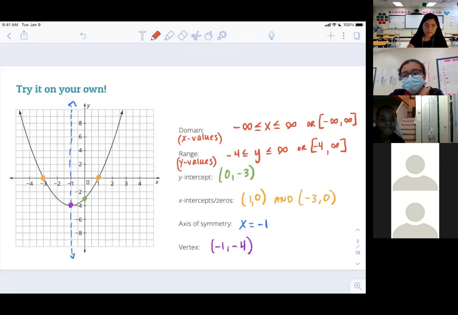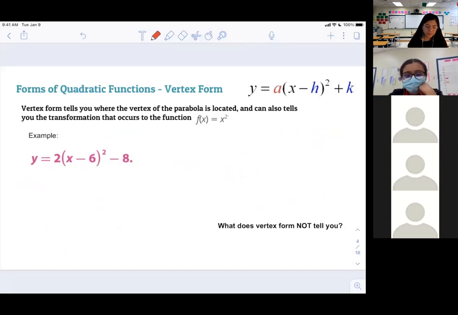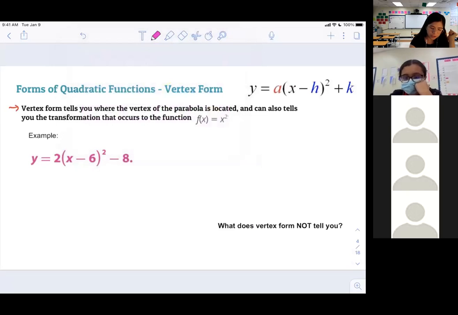So those are all my basics. Now we're going to go into the forms. So we're going to start with vertex form. Can I have a volunteer read? What does vertex form tell you? Go, Tyrone. Vertex form tells you where the vertex of the parabola is located and can also tell you the transformation that occurs in the function. Okay, so like we said before, it tells us where the vertex is located, but what we didn't talk about is that it also tells us the transformation that occurs to the parent function. Remember, this is the parent function.